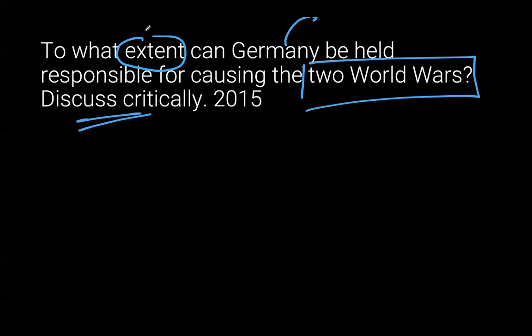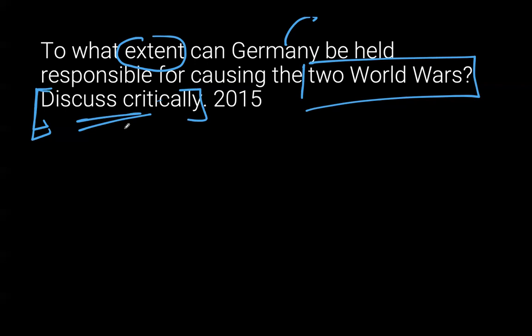So when you study the causes of the World War II, it's basically the same thing. The only thing is that we have to identify responsibilities of Germany and then the other factors. We have to segregate them. And then obviously conclude over here. Right? So conclusion is important because it says discuss critically. Whatever our observations are, we have to mention that in the conclusion. That's it.